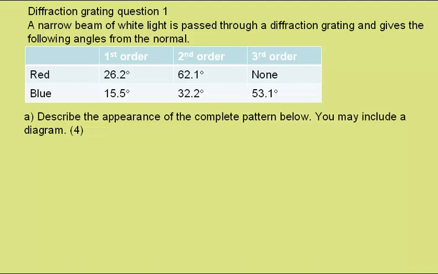Diffraction grating question 1. A narrow beam of white light is passed through a diffraction grating and gives the following angles from the normal. You'll see for the red light there is a first and second order, but no third order. The blue light is diffracted through smaller angles, as you would expect, as blue has a shorter wavelength than red. And also the third order of the blue is actually going to be inside the second order of the red.